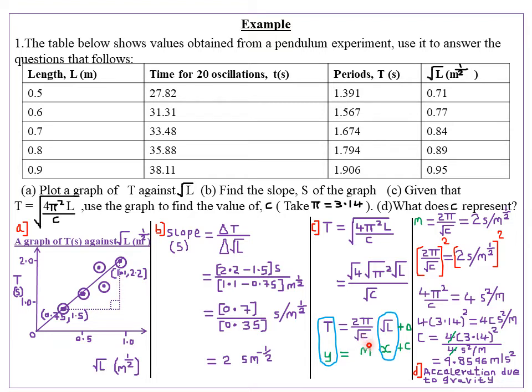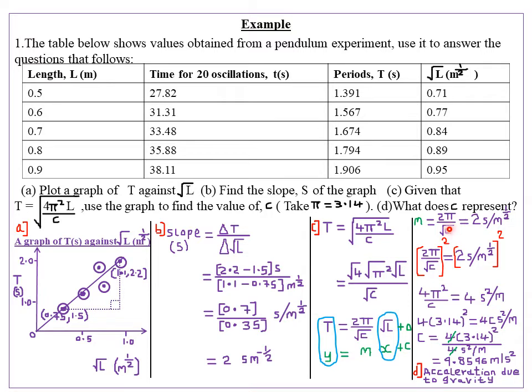Then the gradient m will be equal to 2 pi over the root of c. Therefore, I'll equate my gradient m, which is 2 pi over the root of c, to my gradient. But the gradient, I had already calculated as 2 seconds per meter power negative a half. So that means m is equal to 2 pi over the root of c, which is equal to 2 seconds per meter power a half.